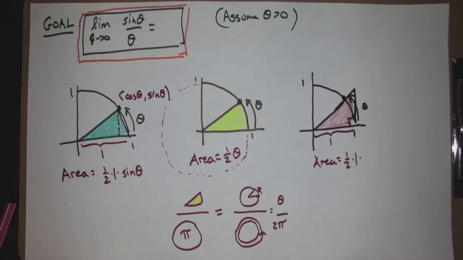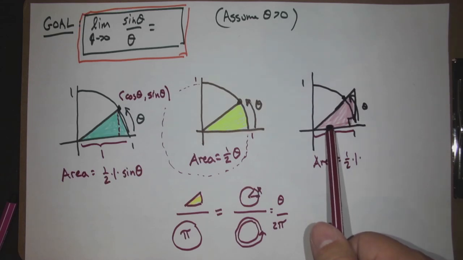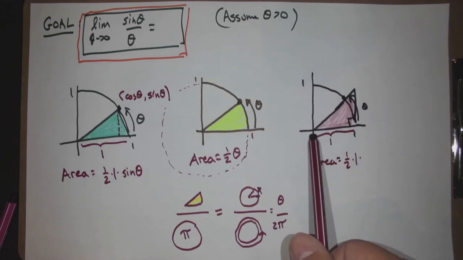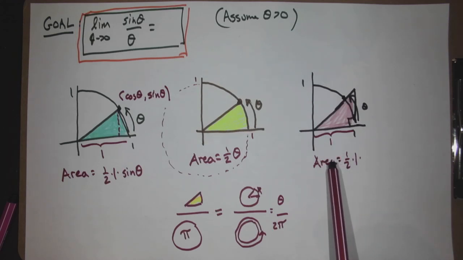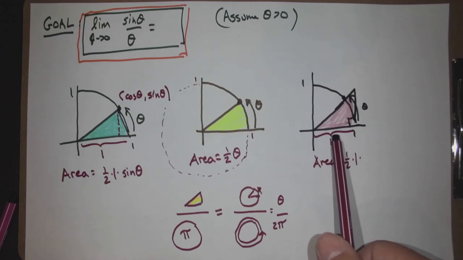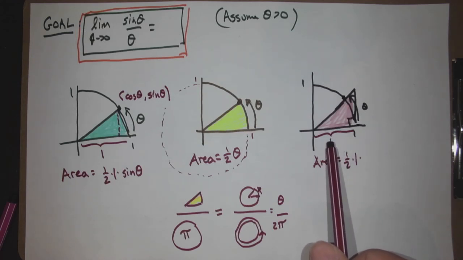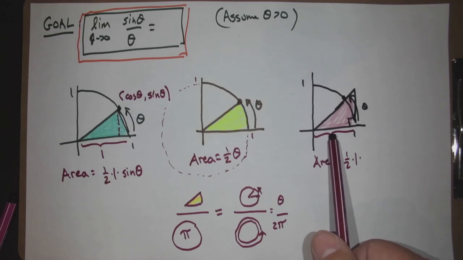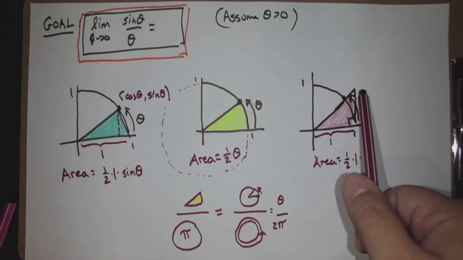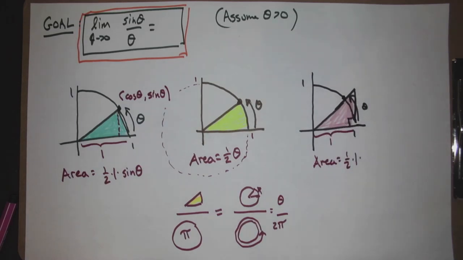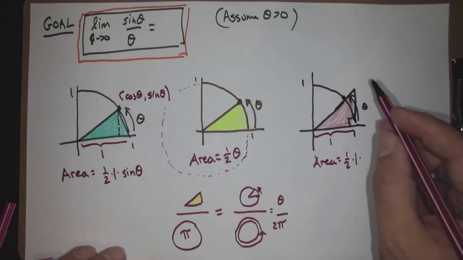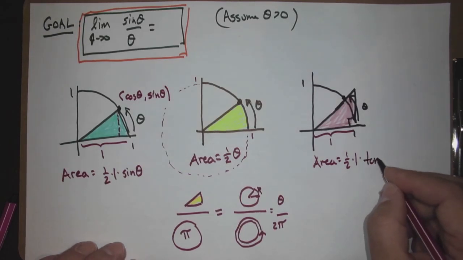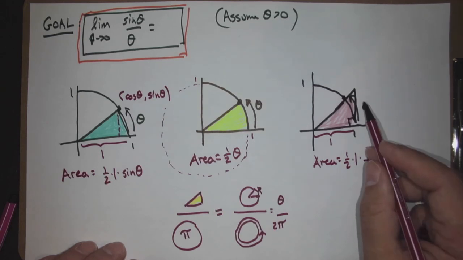Well, do we know this angle here? It's theta. What side do we know? The base, in terms of a right triangle, adjacent side. What side do we want to know? The opposite side. What relates opposite and adjacent? Tangent. The height is tangent theta. Opposite over adjacent.